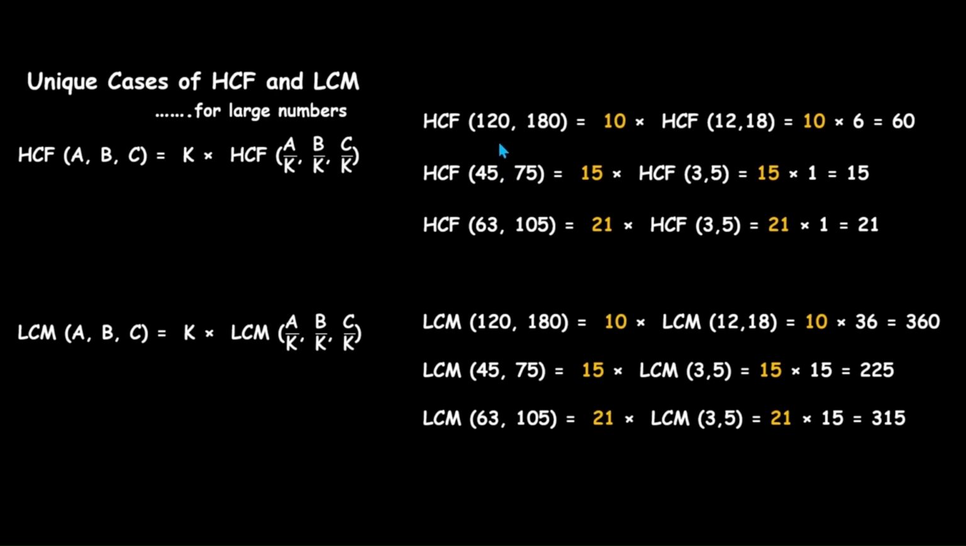As we know, calculating the HCF or LCM using prime factorization is a little time consuming process, and if we can encounter these kinds of numbers, then taking the k as common out and reducing the numbers to smaller numbers and then calculating the HCF or LCM would be relatively easy and quicker.